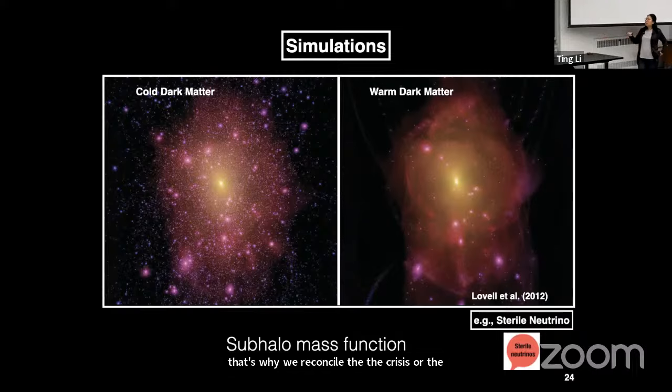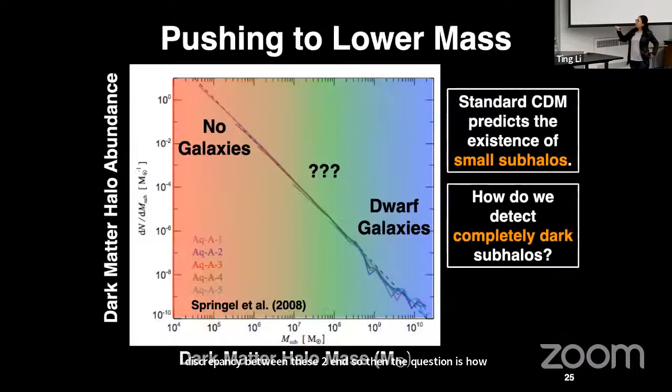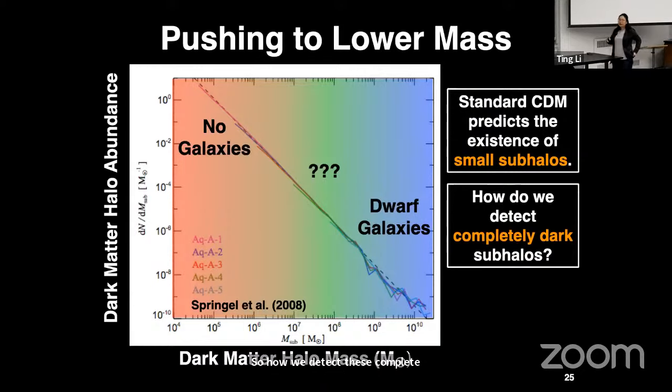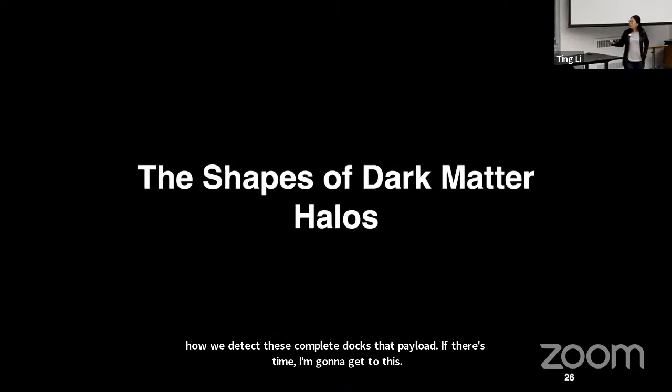So then the question is, how are we going to measure those? This is the dark matter mass function, right? Again, the number as a function of mass. So we are really at this regime, and we know this part matches very well with CDM, but we don't know how it goes. Is it really going up at the low mass end? We cannot really know that from the dwarf galaxies because we know those subhalos don't even trigger star formation. So how do we detect these completely dark subhalos? If there's time, I'm going to get to this at the end of my talk. Okay, so this is the first part.